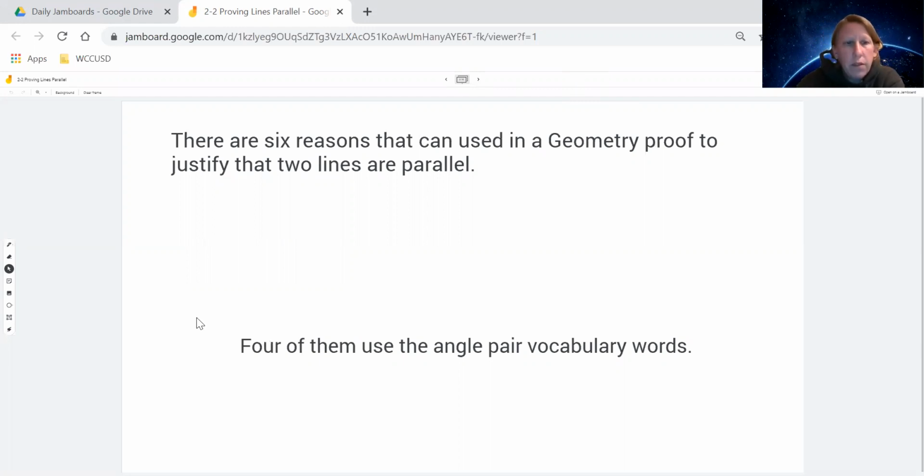4 of them use the vocabulary words that we were talking about recently, which were the ones like this one and this one. These 2 angles are alternate interior, or corresponding, or alternate exterior, or same side interior.